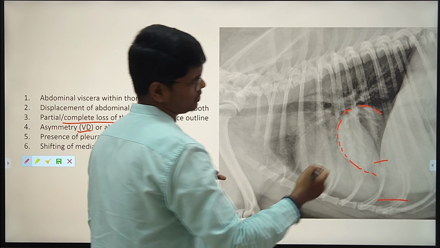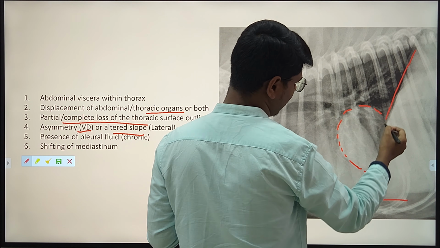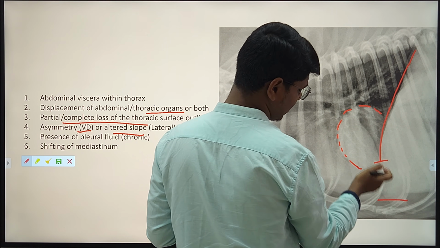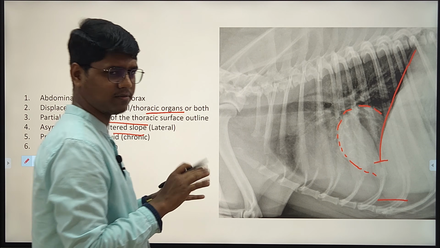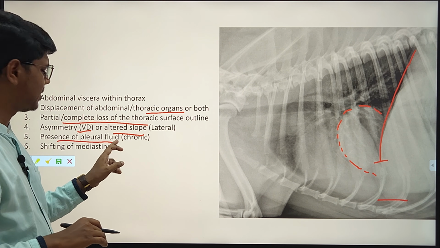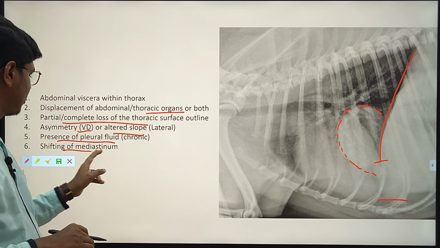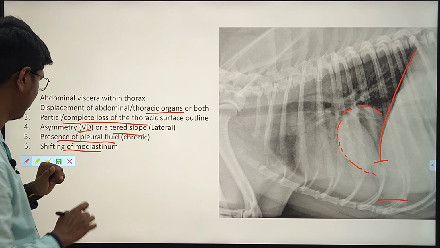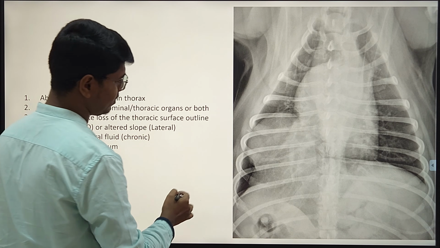The slope is not that much altered; it is slightly normal, still normal, although some portion is lost. Presence of pleural fluid, in chronic cases you will find. Shifting of mediastinum is more pronounced in the VD or DV view. Let us go to the VD or DV view.